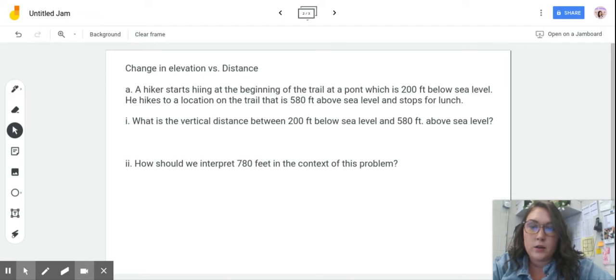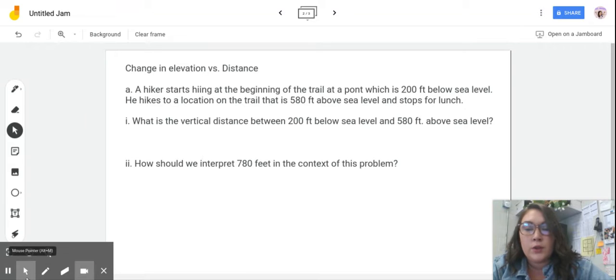Okay, so here we are with example two. And so example two wants us to think about change in elevation versus distance. So we learned that distance is always a positive number, but a change in elevation can actually be positive or negative. It's like temperature. So you can go up in temperature or you can go down in temperature. And so that is acknowledged as positive or negative.